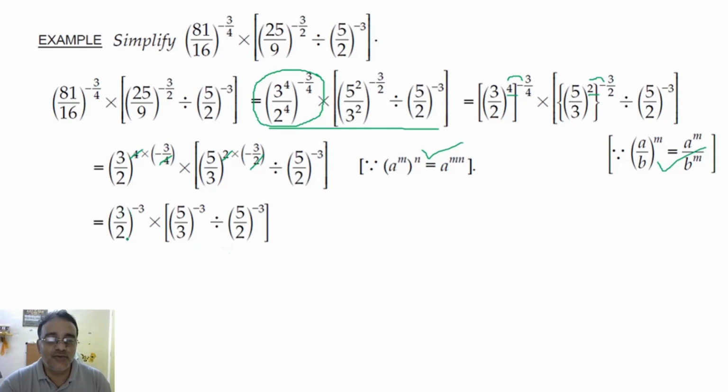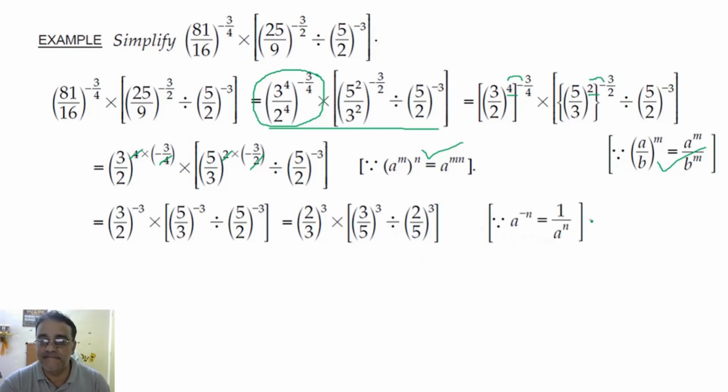So ये हो जाएगा 2/3 whole to the power 3, and this will become 3/5 whole to the power 3, and this will become 2/5 whole to the power 3. This step is clear? The reason we have to write the reciprocal is this one.